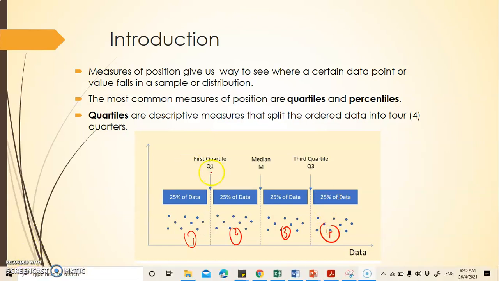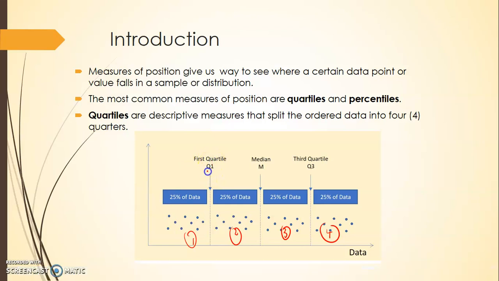The first quartile is Q1. The value of Q1 lies here. And then we have Q2 for the second quartile. Q2 is actually our median value. And the last one, we have the third quartile, Q3. So Q3 is the value that falls on this line here.